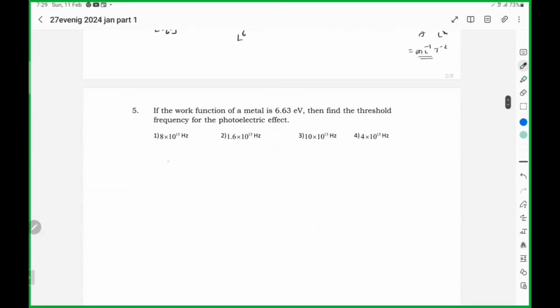The work function here is given as 6.3 electron volt. Then find the threshold frequency. So this is nothing but h nu, 6.63 electron volts. What he is asking is the gamma value. 1 electron volt is 1.6 into 10 power minus 19 volts.